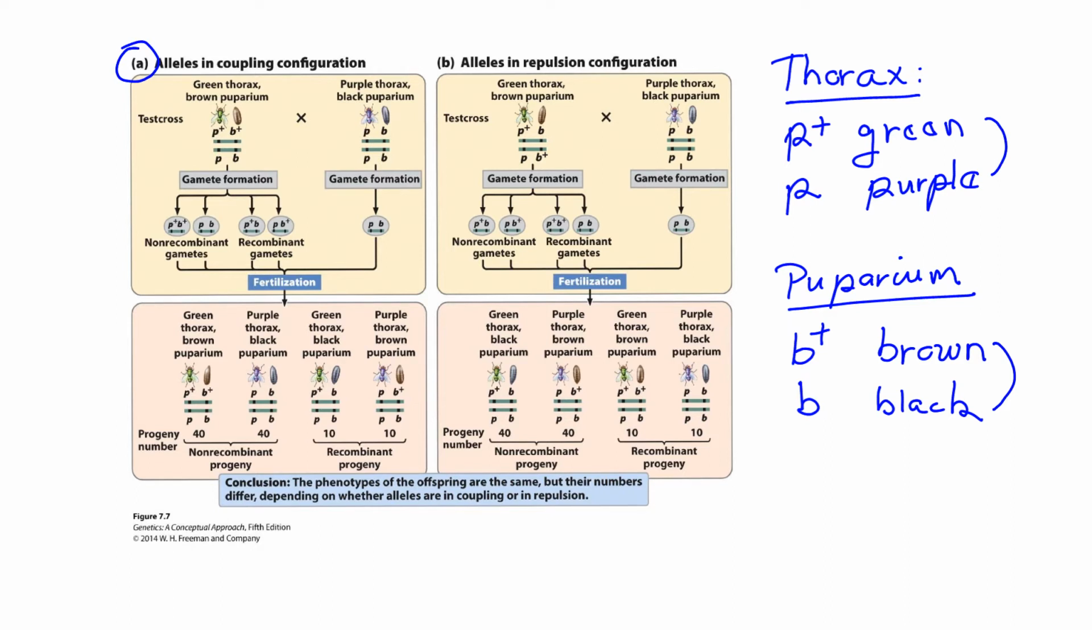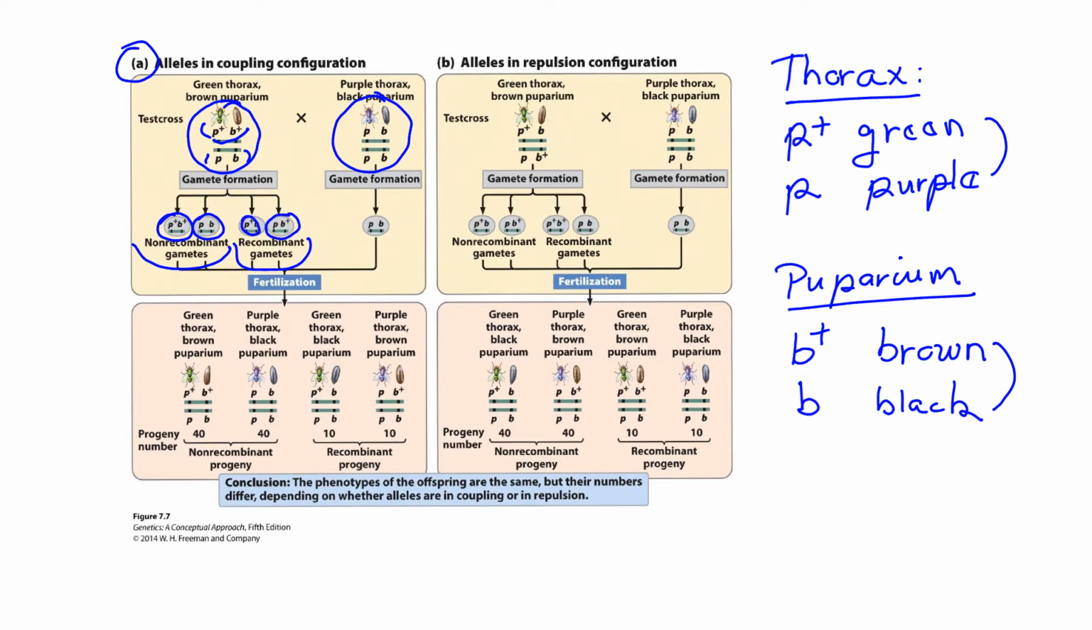Of course, the tester is always homozygous recessive, and your tested individual is a blowfly which has green thorax and brown puparium. It means it shows wild type phenotype or dominant phenotype, and the genes are in cis position. So this fly will form two kinds of gametes, non-recombinant and recombinant. One non-recombinant gamete would carry both dominant alleles, another non-recombinant gamete will have both recessive, and a recombinant gamete carries a combination of these two alleles, one dominant and one recessive, or one mutant and one wild type.